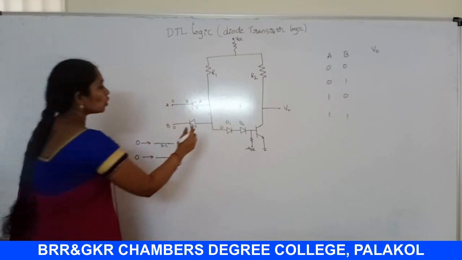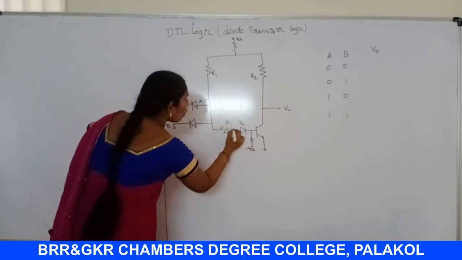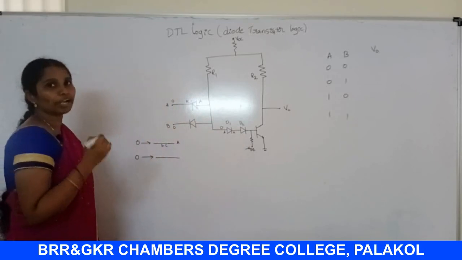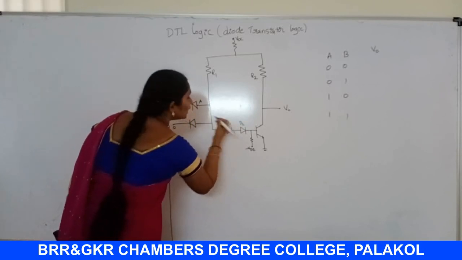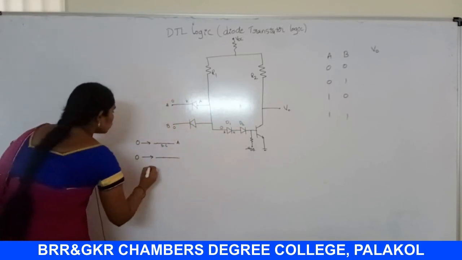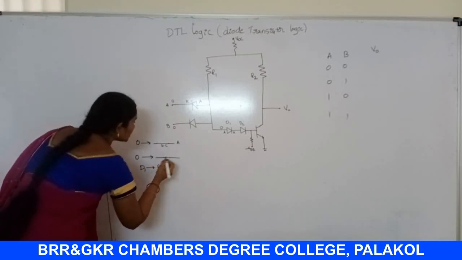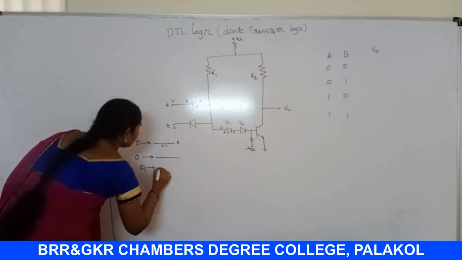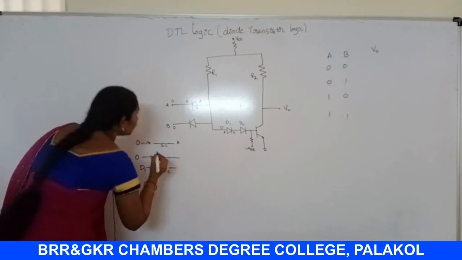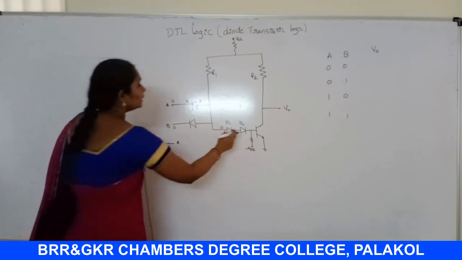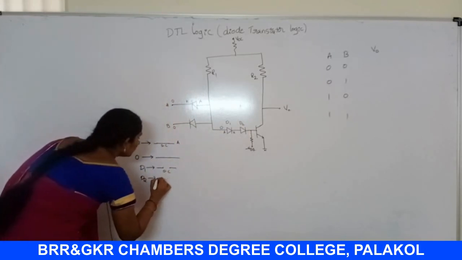Here this is a cathode and this is an anode. To operate this diode, a high voltage is required, because it is an anode. So that's why this diode D1 is in reverse bias. In this case the diode D1 is reverse biased, that means it is open circuit. The diode D1 is open circuited and D2 is also open circuited.